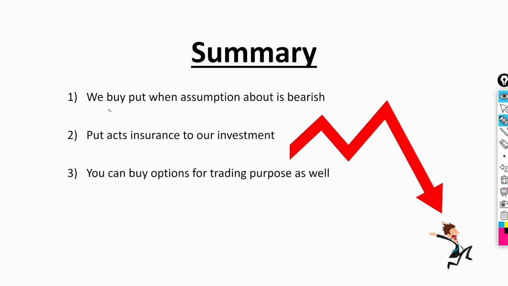Let us summarize what we learned so far. We buy a put option when our assumption is bearish. That means our assumption is that the market might go down. The put acts as an insurance to our investment. If you buy a put option, that provides the insurance cover to our investment. You can buy an option without having any investment also. That is called speculative trading. If it goes in your favor, you will make a profit. If it goes against you, then you will make a loss.